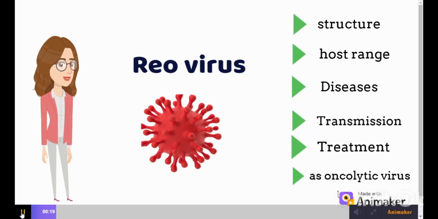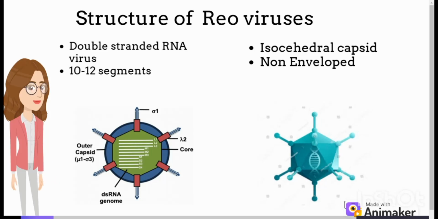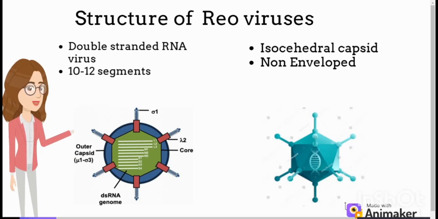Let's move forward towards the structure now. It is a double-stranded RNA virus, is non-enveloped, meaning that it lacks lipid covering. Moreover, it has a multi-layered icosahedral capsid and a segmented genome. For example, rotavirus that belongs to the Reo family has 11 segments.